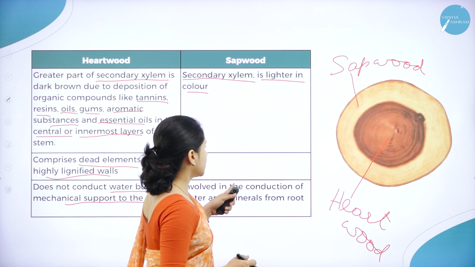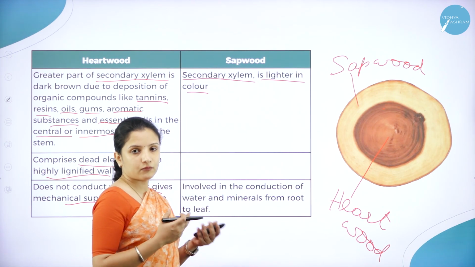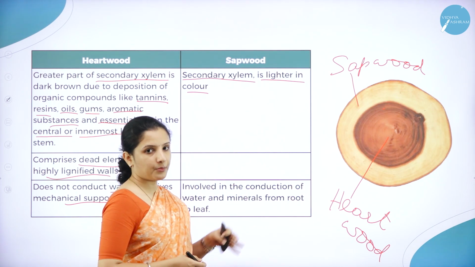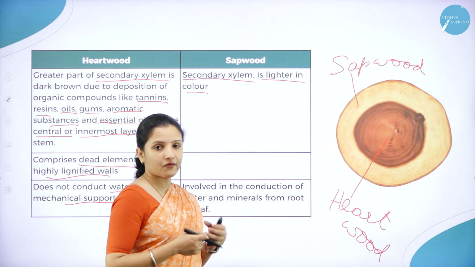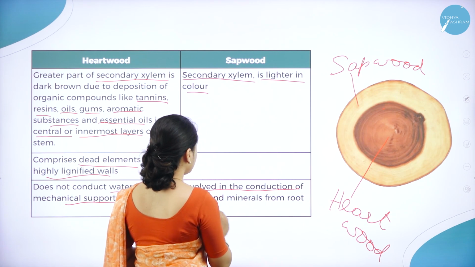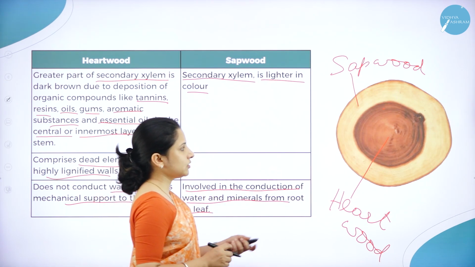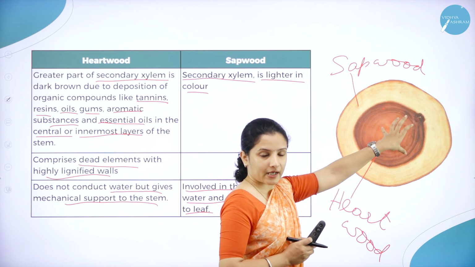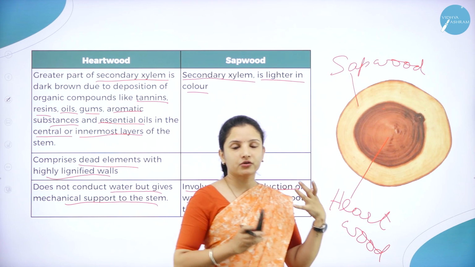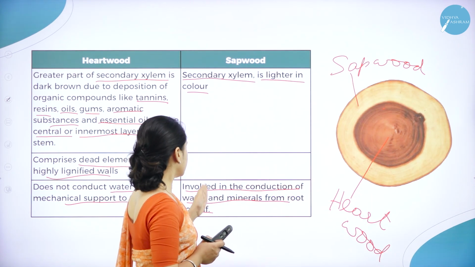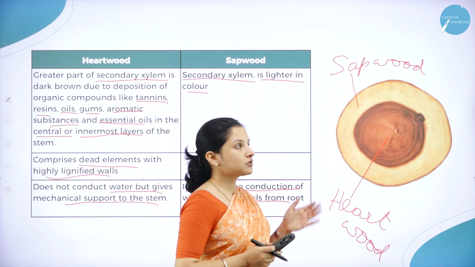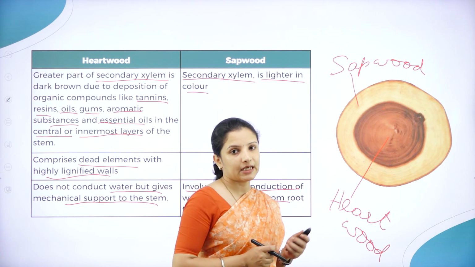Next, moving on to the sapwood. Sapwood is involved in the conduction of water. Why? Because here xylem is present in greater number, and the presence of dead material is less. Therefore, it is involved in the conduction of water and minerals from the root to the leaf. So this portion gives mechanical support to the plant, but this portion helps in the transport of water from the root to the leaf through the xylem to different parts of the plant body. So this is the function of the sapwood.